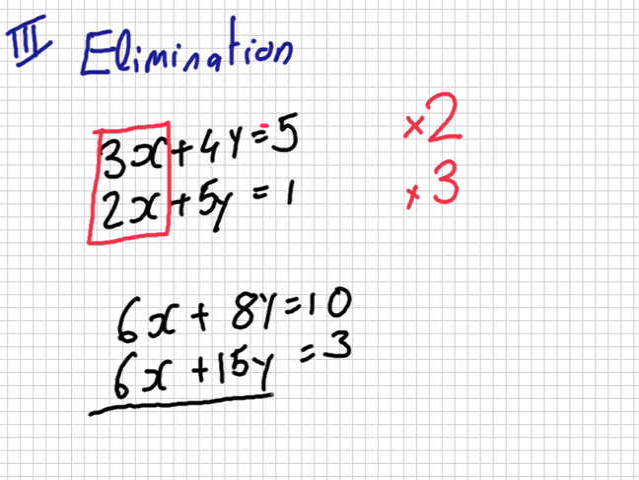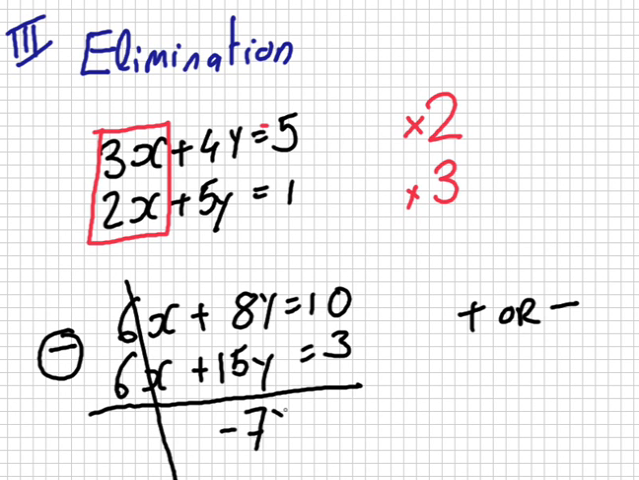Then what happens next is you're allowed to plus or minus. And what I choose to do here is minus. The reason I choose minus is to cancel these. 6x minus 6x, well that's gone. 8y minus 15y, that's minus 7y. 10 minus 3, that's 7. So therefore, y will equal minus 1.